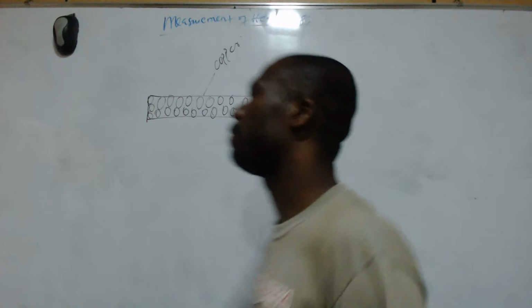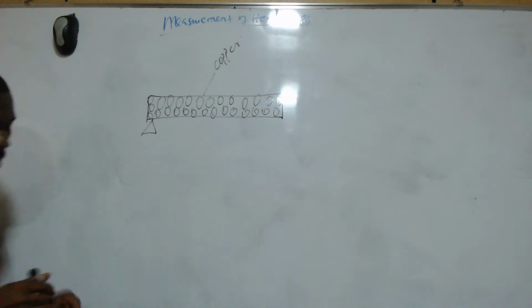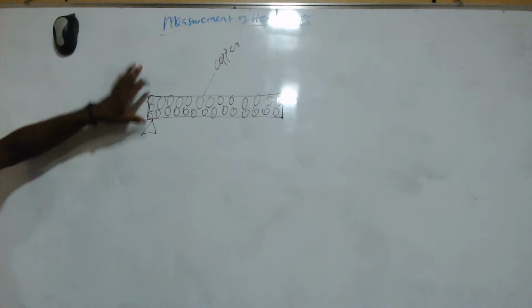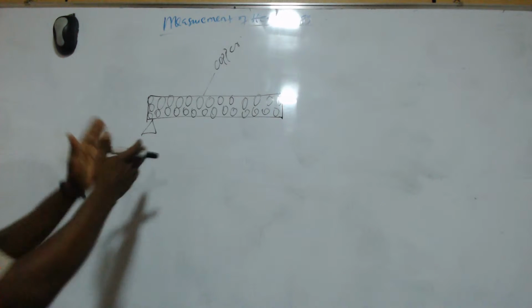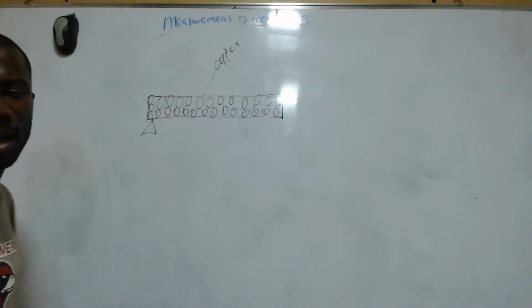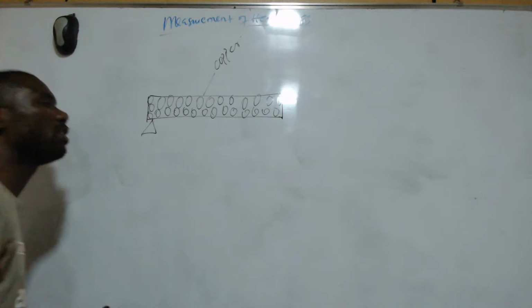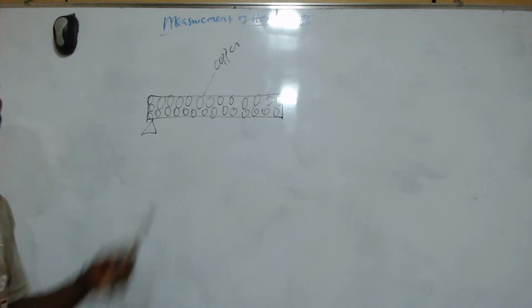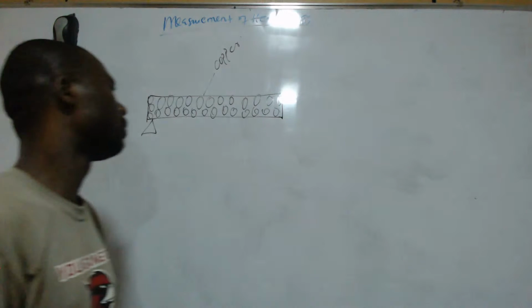Now, if heat is being applied at this end, the molecules of this material will start vibrating. As they are vibrating, they will be transferring heat to the adjoining or next molecule, thereby transferring heat up to the end here. So heat is being transferred from the area of higher temperature to the area of lower temperature.